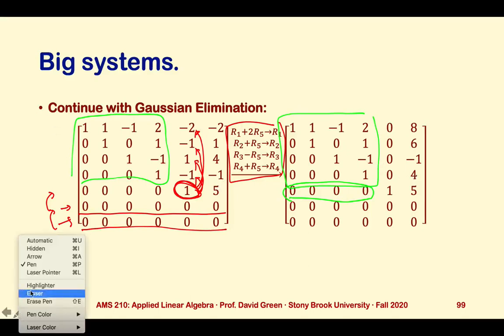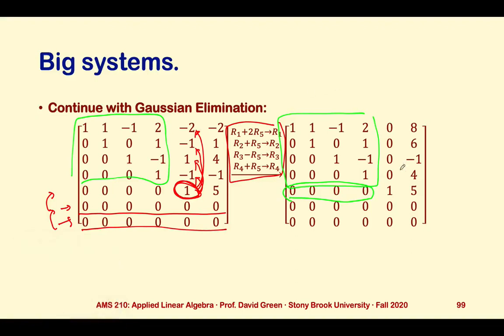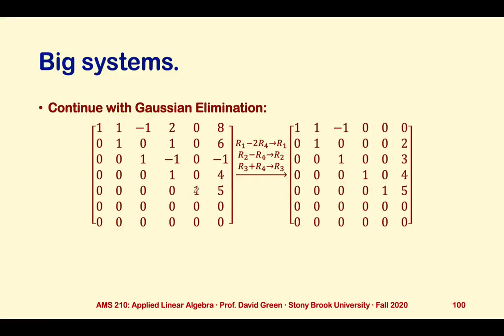After doing this, we have successfully taken this pivot and zeroed out everything above it, as well as what we already had of zeroing out everything below and to the left. Now we've taken care of that one position.